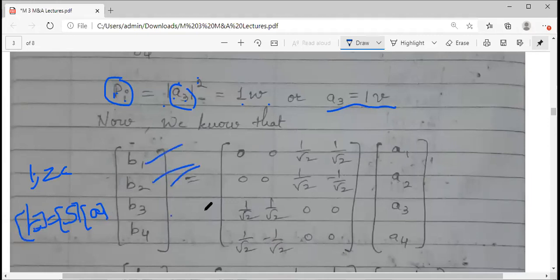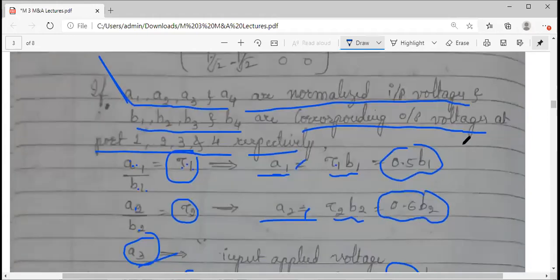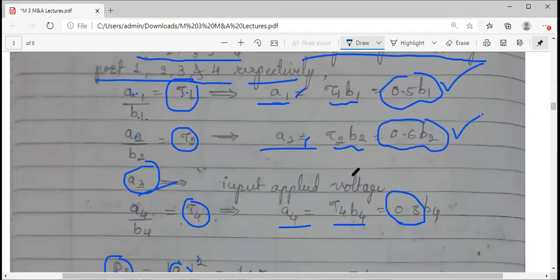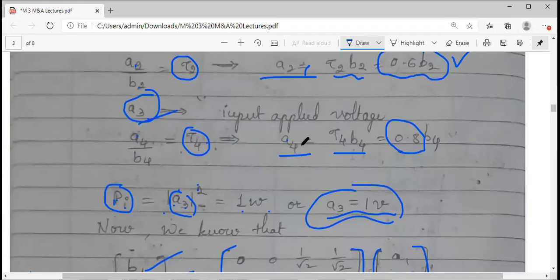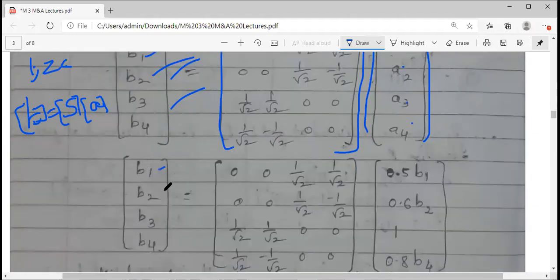B is B1, B2, B3, B4, and S, for a magic T, I have written it. And this is your A1, A2, A3, A4. For these A1, A2, A3, A4, I have listed here 0.5 B1, 0.6 B2, A3 which is 1 volt, and A4 is 0.8 B4. Instead of A1, A2, A3, A4 you can put these. In the next step, I have done the same thing: B1, B2, B3, B4 is the S matrix into 0.5 B1, 0.6 B2, A3 is 1, next 0.8 B4.